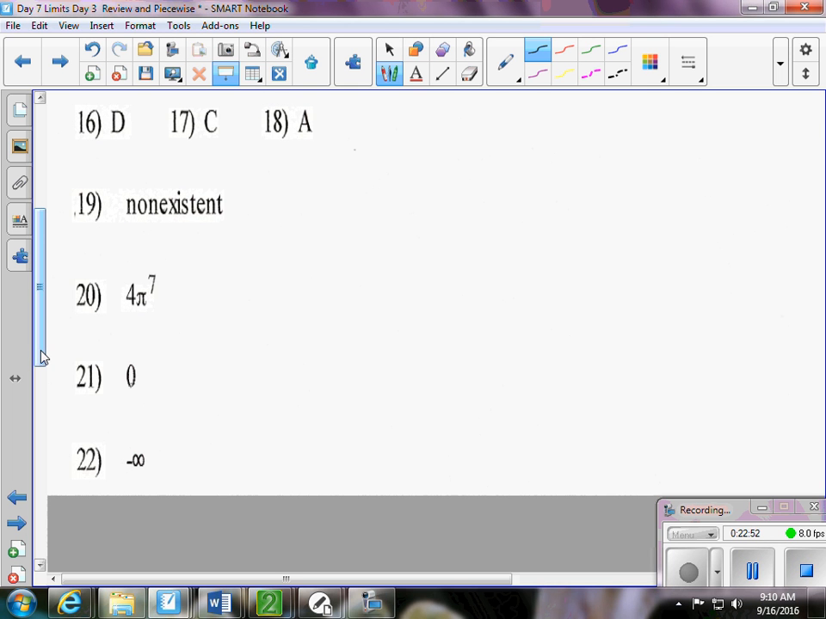16, I'll just read it for you. 16D, 17C, 18A, 19 does not exist. 20 is 4 pi to the 7th. Oh my gosh. 21 is 0. 22 is negative pi. It's negative pi. What's wrong with me? Negative infinity. Hello. Yeah.